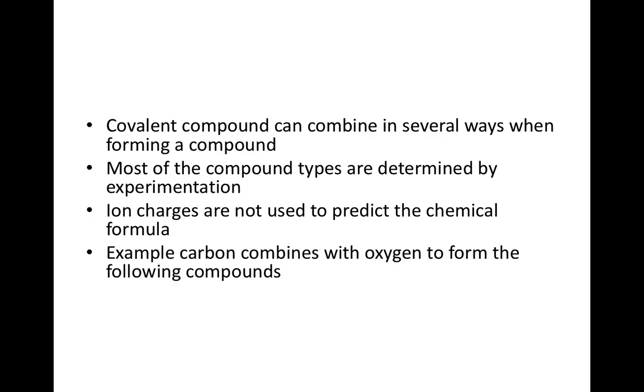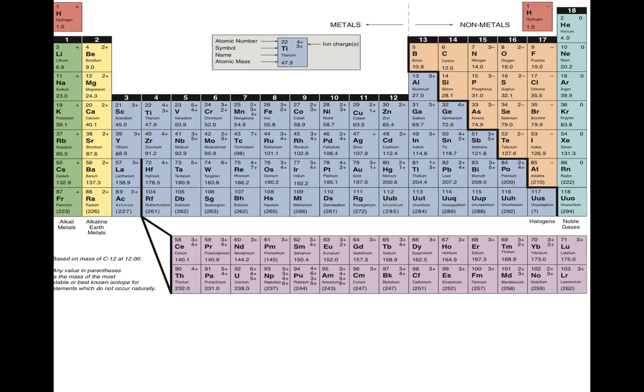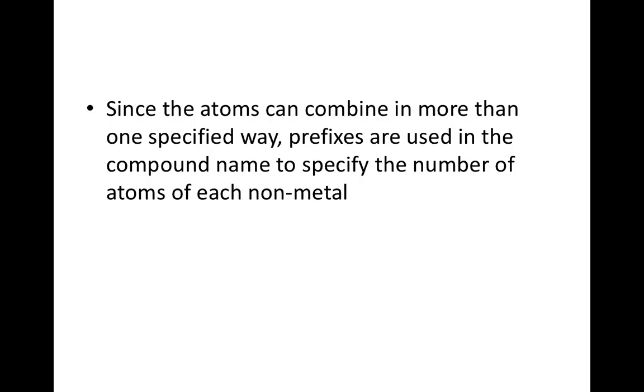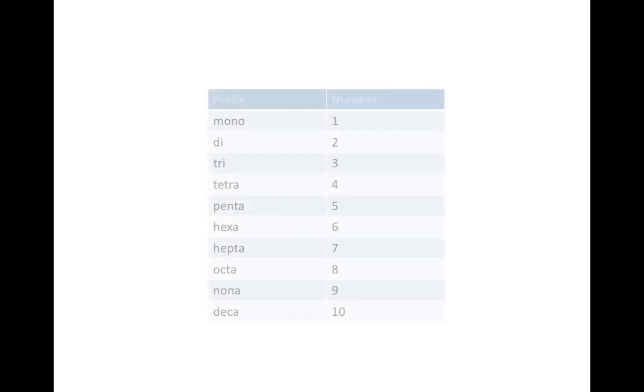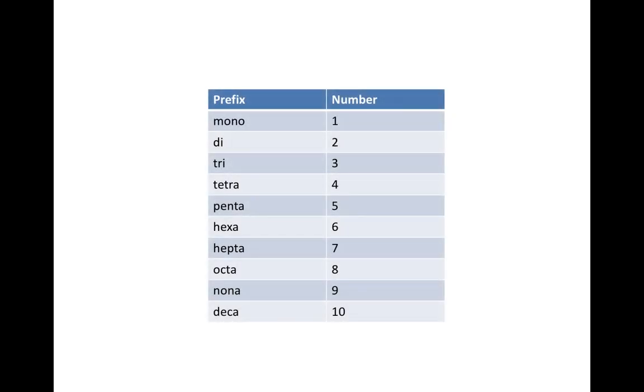For example, carbon combines with oxygen to form the following compounds: CO and CO2. Since the atoms can combine in more than one specified way, prefixes are used in the compound name to specify the number of atoms of each nonmetal. So here is a list of the prefixes and the number that they represent.